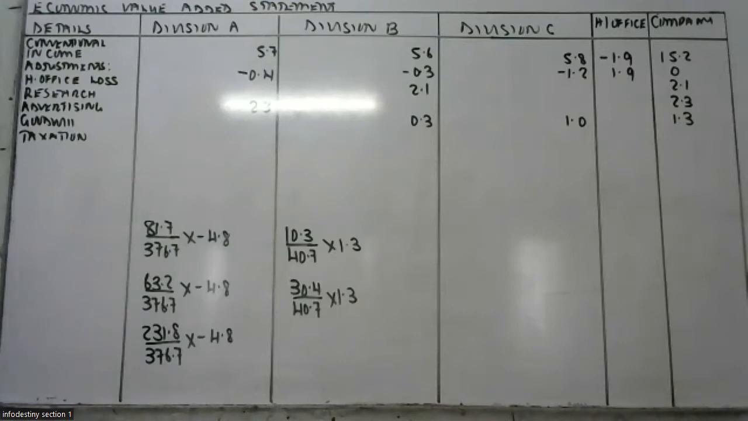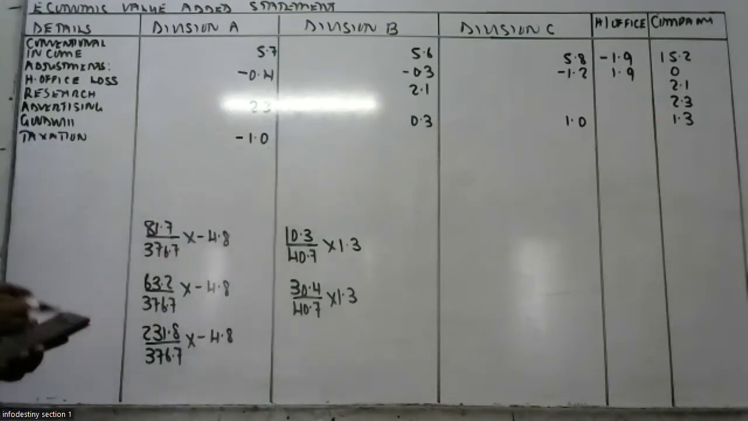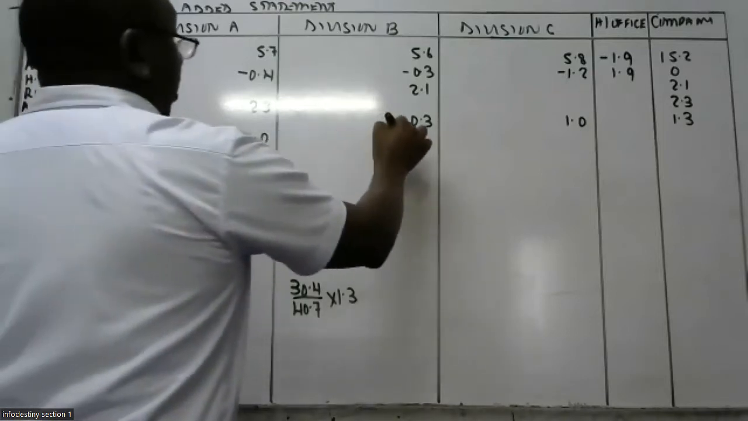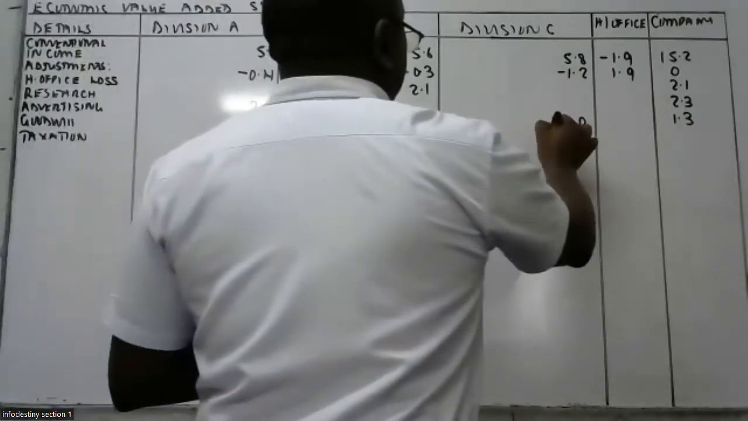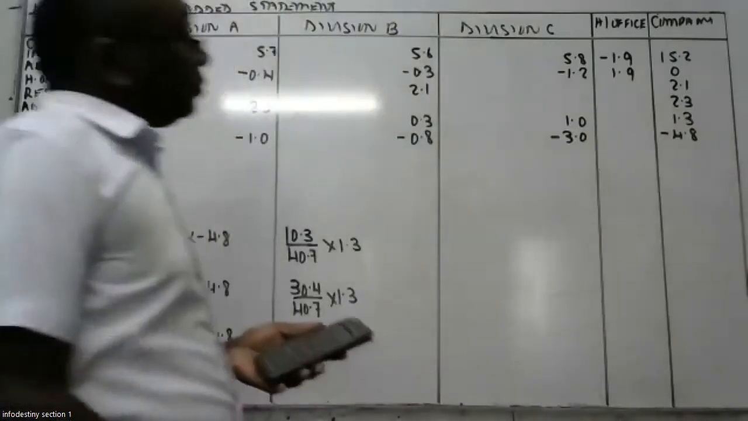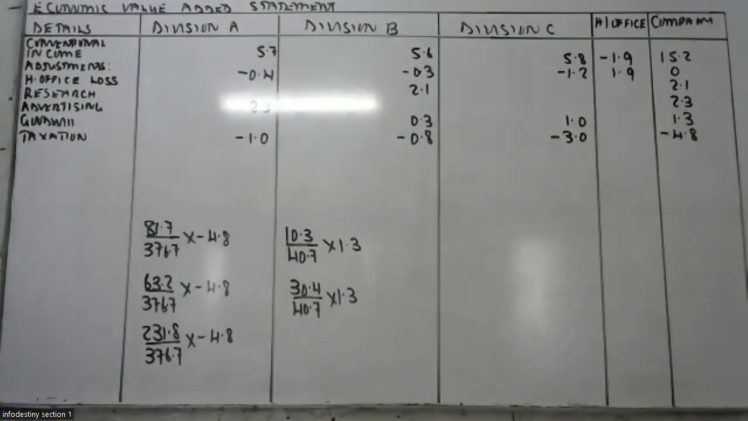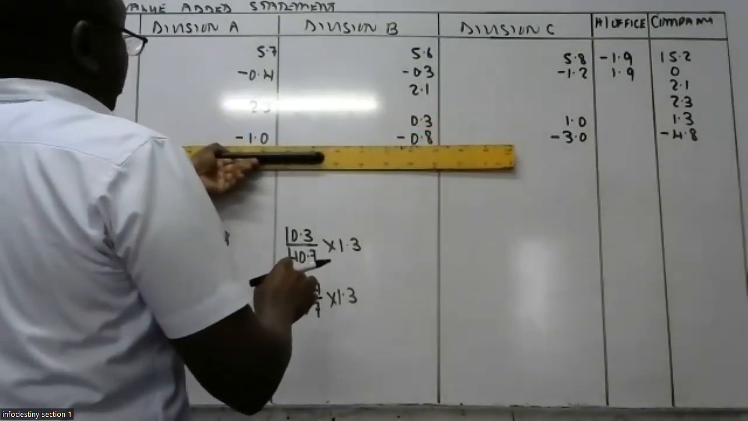So when I start the workings, I find 81.7 times 4.8, you divide by 376.7, and this gives me negative 1.0. Then 63.2 multiplied by 4.8, you divide by 376.7. That gives me minus 0.8. And then it goes without saying that this must be minus 3.0, so that here I have minus 4.8, and in the company I have minus 4.8. Those are the items that are included in the analyst's adjustments.